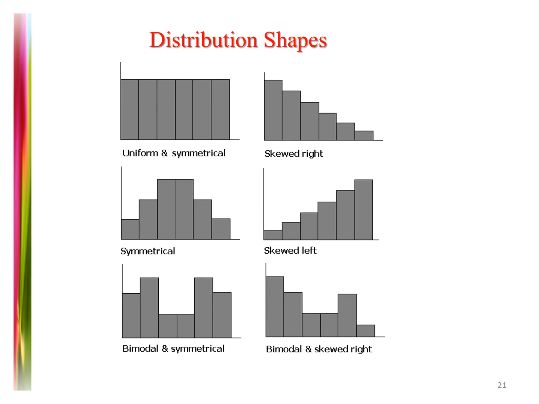And these are just common shapes of the distribution. Suppose a histogram has this pattern, we call that uniform and symmetrical. Suppose this case is skewed right, this is skewed left, this is symmetric. Later we will discuss that symmetric means bell shape here. And this is bimodal or symmetric, and later we will discuss the mode value calculation. In this case we have two mode values, and this is bimodal skewed right. So these are just common shapes of the distribution. After drawing the histogram, we can identify the shape of the histogram.